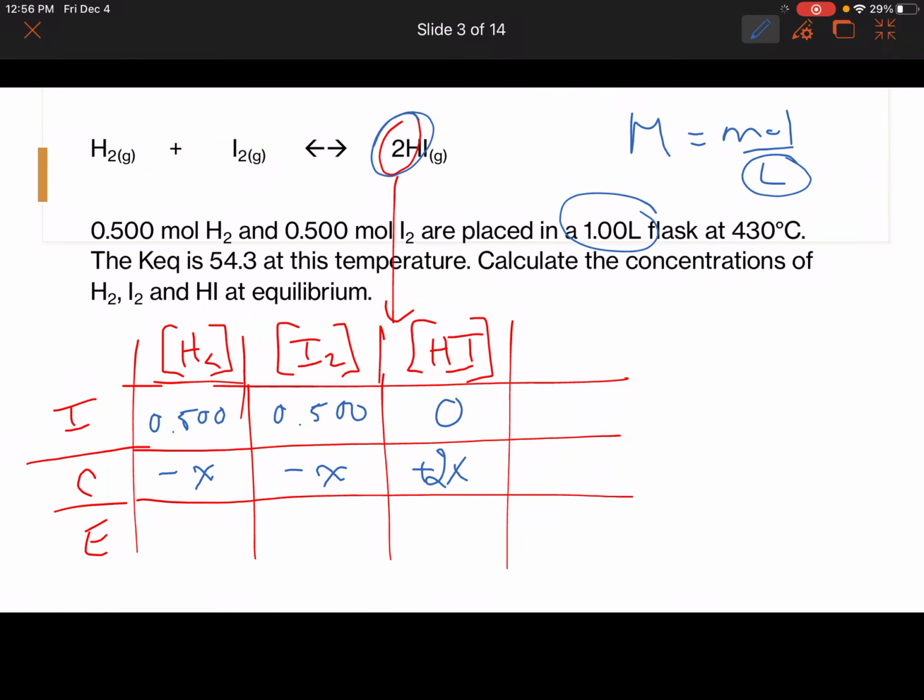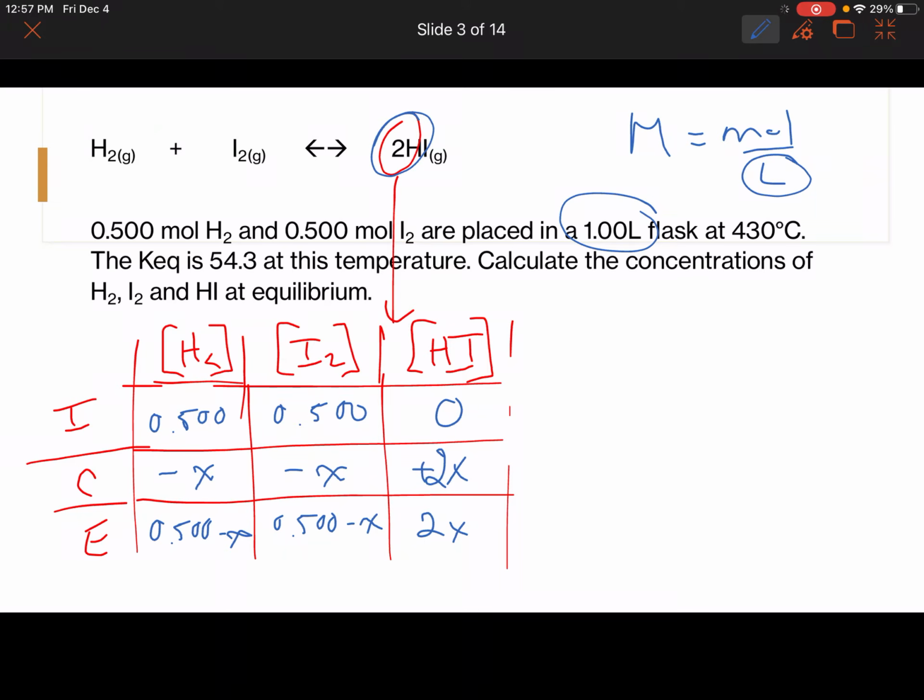So then I can write my equilibrium expressions. So I can say this is going to be 0.500 minus x. This is 0.500 minus x. And this is going to be 0 plus 2x. So I'm just going to clean that up by calling it 2x. So I've got these expressions now. And so now I can use that, sorry, I'm just getting myself more space here. I can use that by putting it into the KEQ expression.